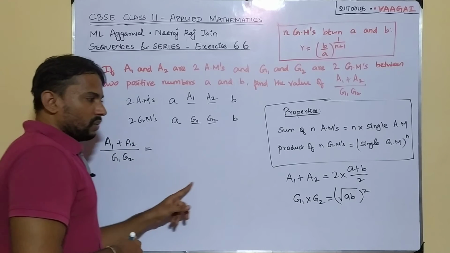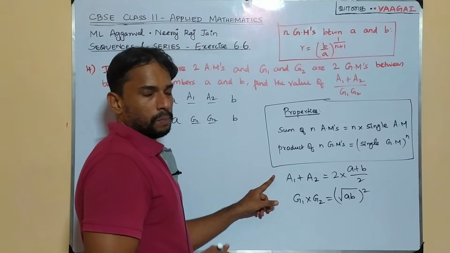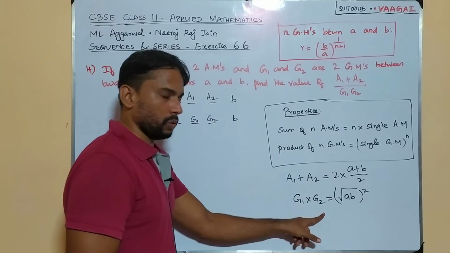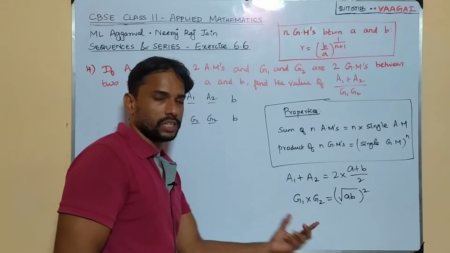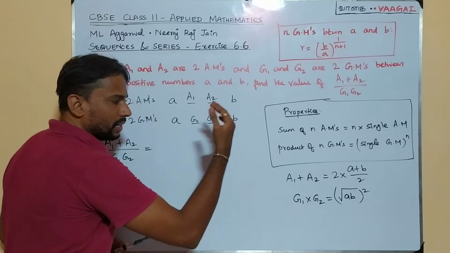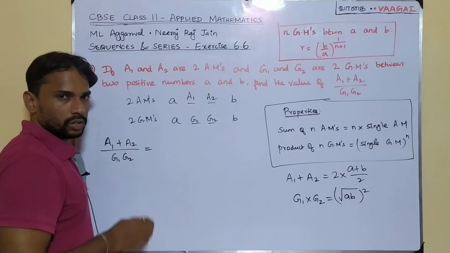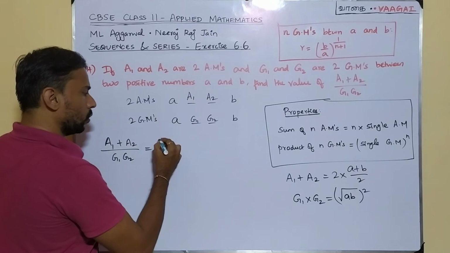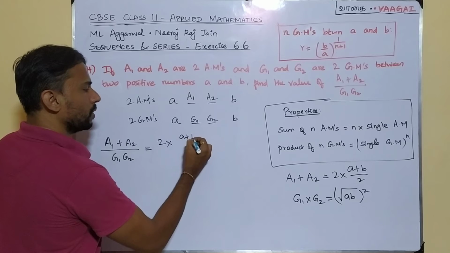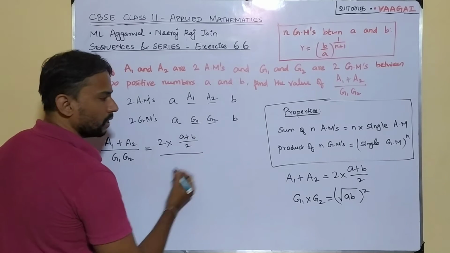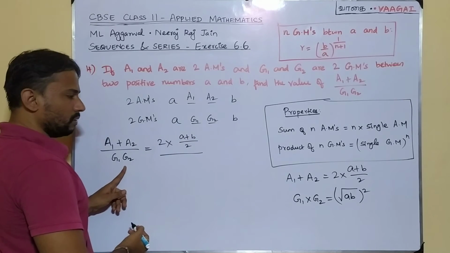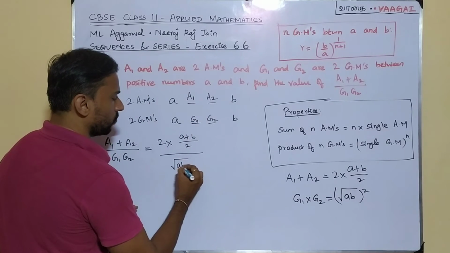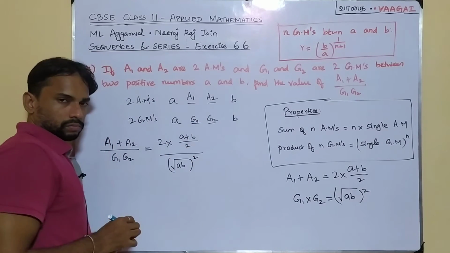Okay, fine, yes. And if you see here, by properties we have the values of a1 plus a2 and also g1 g2, because this g1 into g2 is like g1 g2 only, right? So let us substitute these expressions over here. So what happens? We will have 2 into a1 plus a2 equal to 2 into (a plus b) by 2, whole divided by the denominator g1 g2. g1 g2 is what for us? Square root of ab, the whole square. This is what we have.